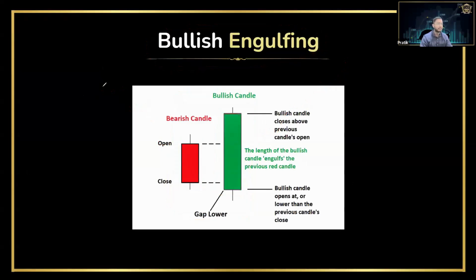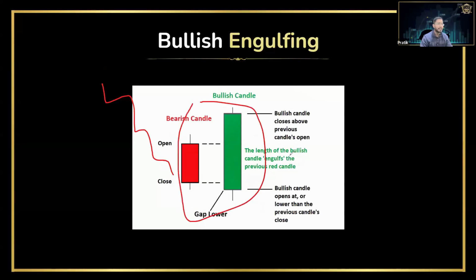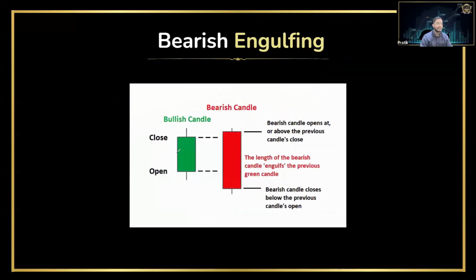Okay, clear. Bullish reversal means the price is going down, this pattern forms, and it now is a sign for you that the price is going to go up. Okay. What is this then?